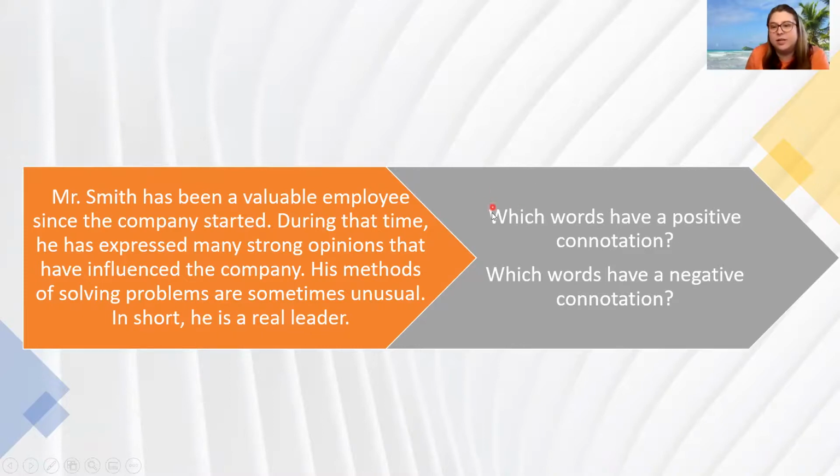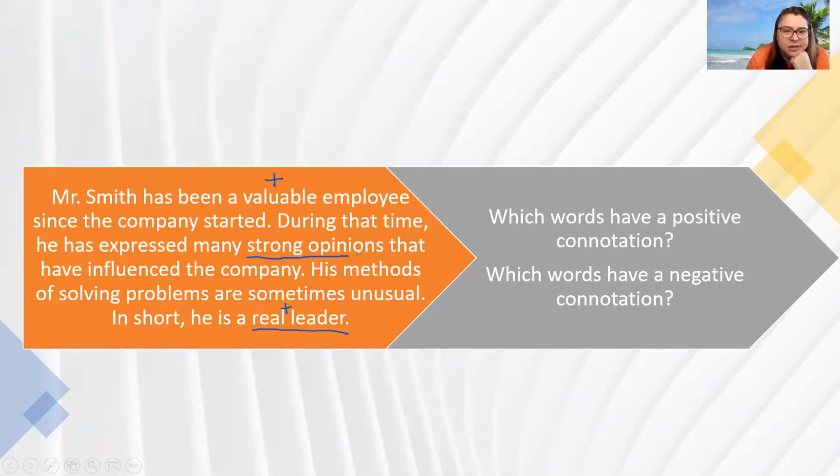And what I want to know is which of these words has a positive connotation and which of these words has a negative connotation. So let's start with those positive words first. Okay, I'm going to use a blue color here to show positive. So which words do I think are positive? Well, something is valuable. That's definitely a positive for me. If someone is a real leader, I think that one is definitely a positive sign for me.